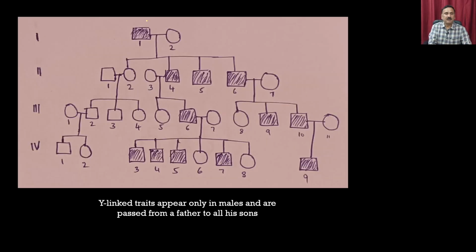So this is the pedigree of the Y-linked characters. If the father is affected, he is going to transmit it to all of his sons, all the time, right? It is going to go only into the sons because it is a trait present on the Y, and the Y is only present in males.